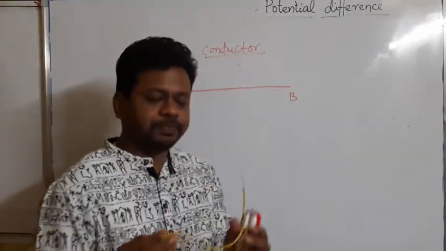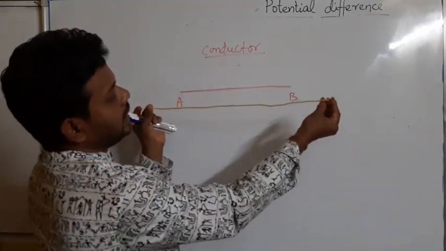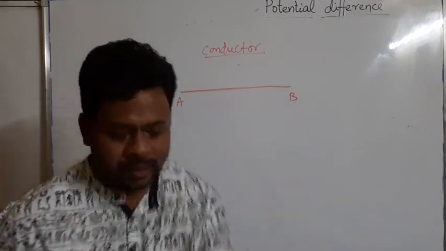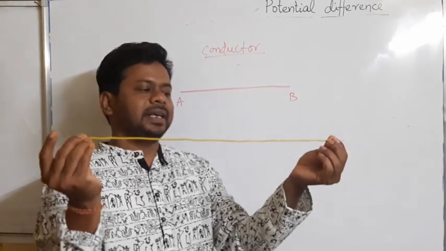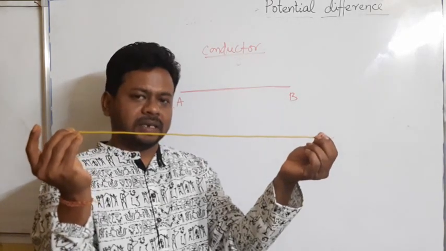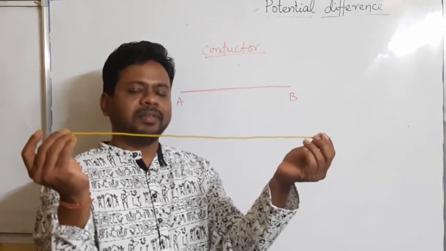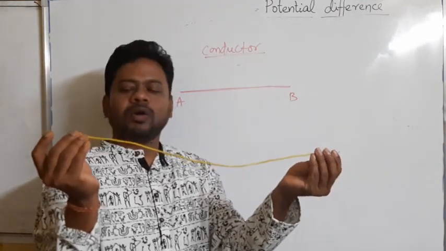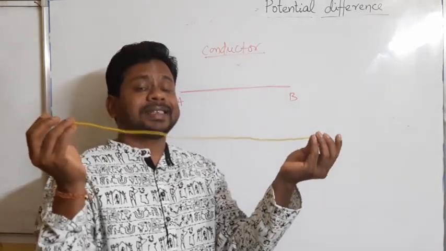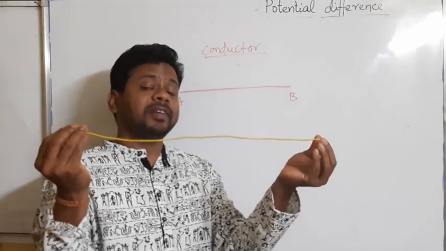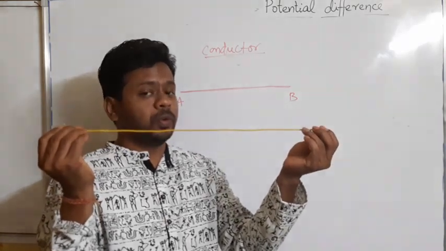For example, you see here one wire is there, and it is an electric wire, and this wire has electrons inside it, but is there any existence of current? Is current flowing in this conductor? Definitely not. Why? Because these two ends of the conductor have the same electric potential. There is no difference in electric potential. That is why the charge or electrons will not flow.